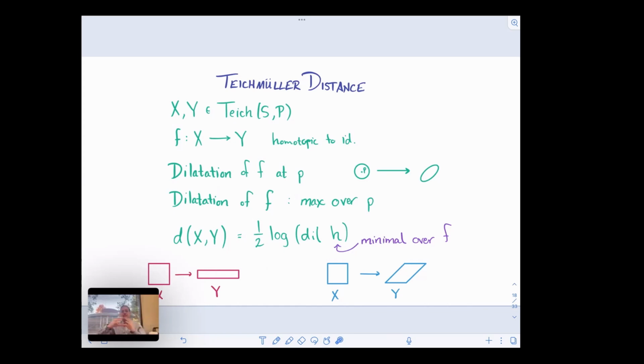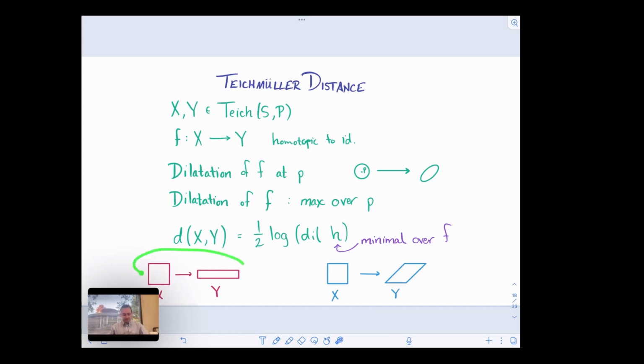So it's the worst point. It's the worst stretching you have. And then the distance is half the log of the dilatation. But first you have to minimize over all f, and it's not obvious that the minimum exists. That's a theorem of Teichmüller. So you're looking at how bad the ellipses are in your map between two complex structures. You take the best map, the worst point for the best map. And that's telling you how far apart the complex structures are.